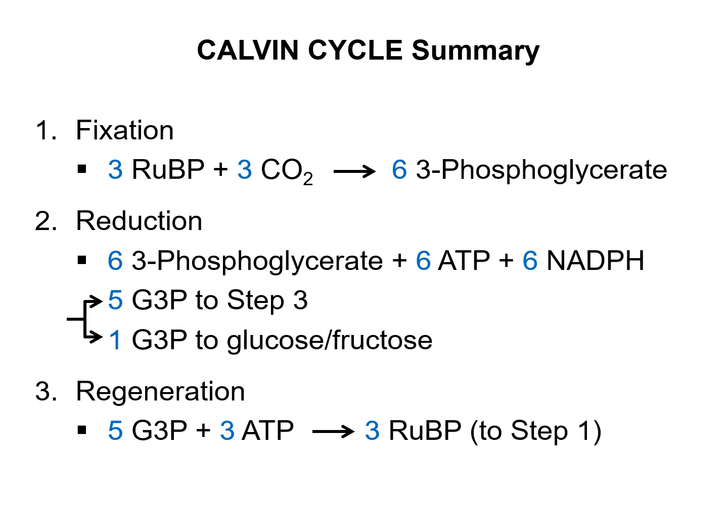Therefore, the cycle is complete and it will take place over and over again as long as 3-phosphoglycerate can be produced through fixation, as long as 6 molecules of glyceraldehyde 3-phosphate can be produced through reduction, and as long as ribulose biphosphate can be produced through regeneration.